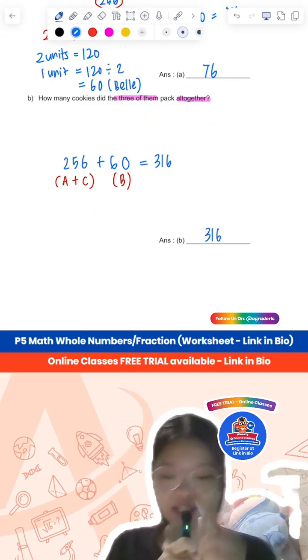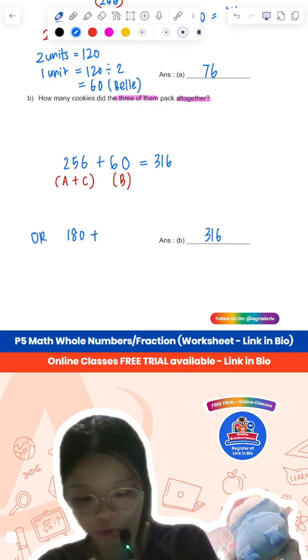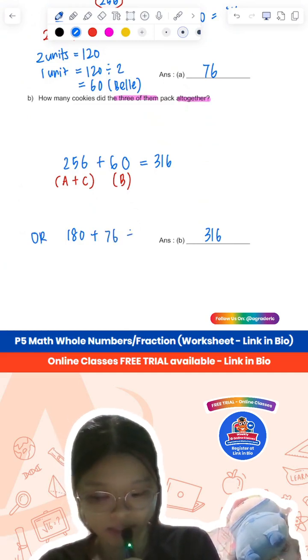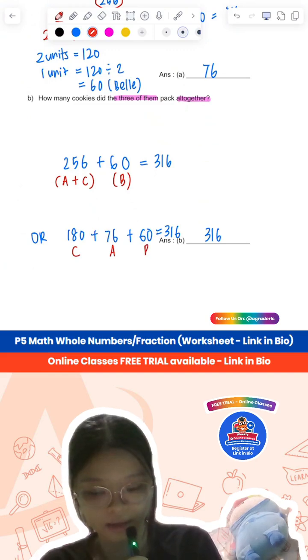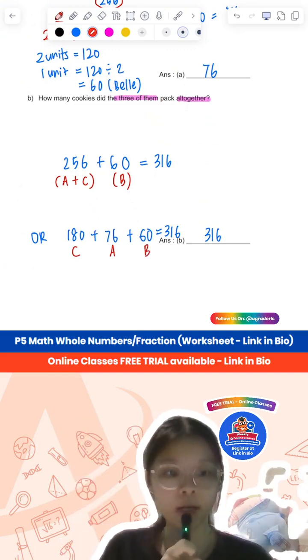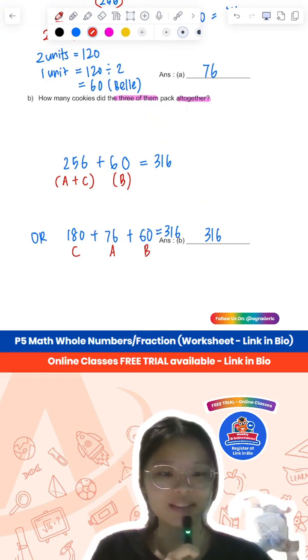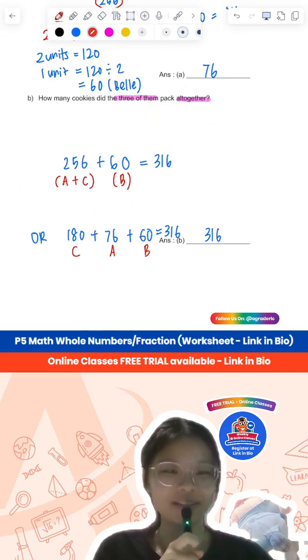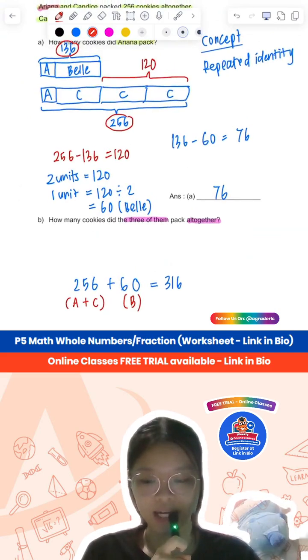Okay, so 316. Somebody said can do 180 or okay 180 plus 76 plus 60. You still get 316. But this one is Candice plus Ariana plus Belle. Separately do also can. Okay. So with that, we are done with the Kahoot.